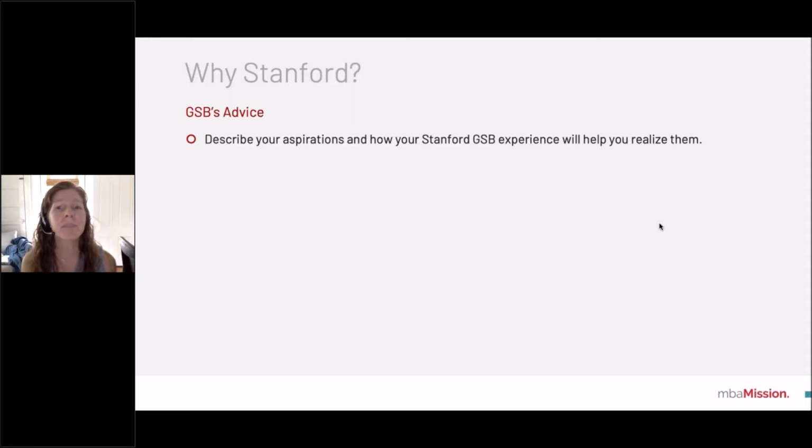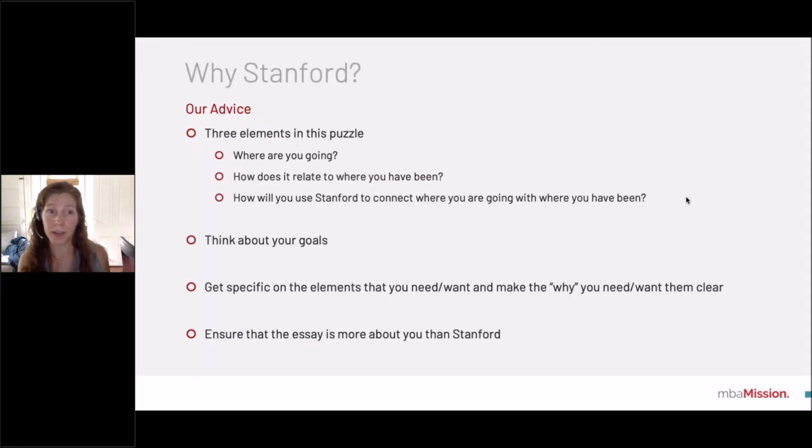Describe your aspirations and how your Stanford GSB experience will help you realize them. Okay. That's relatively straightforward. If you remember the word count there, GSB suggests 400 words for this one. Okay. GSB's advice, now here's our take.